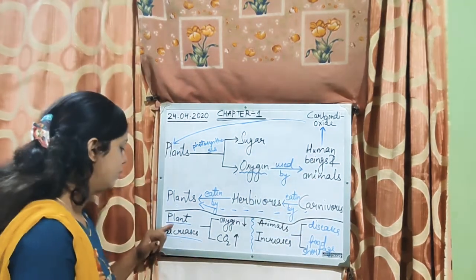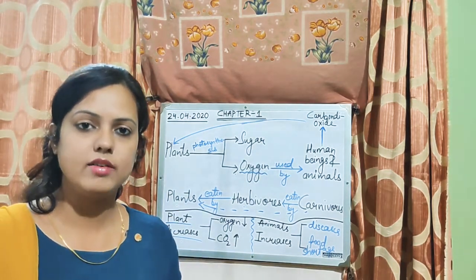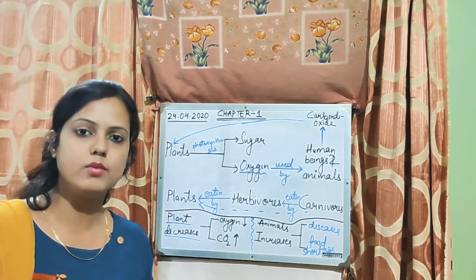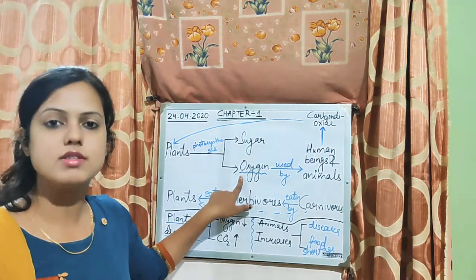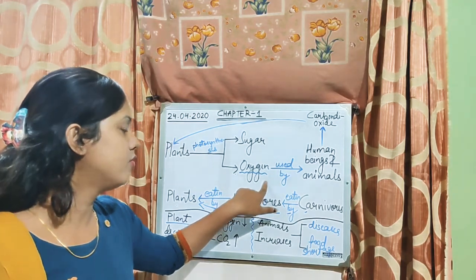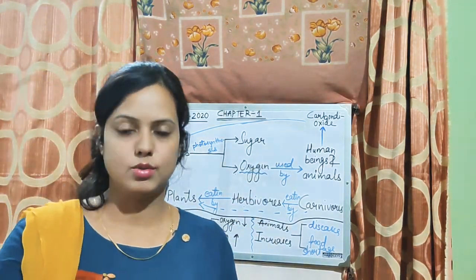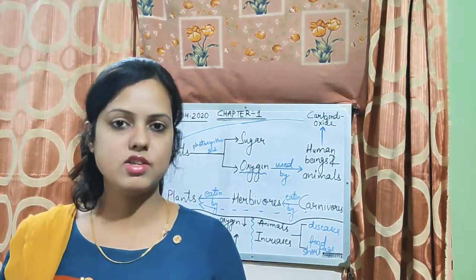Once again, when the number of plants decreases, the photosynthesis rate will decrease. When the photosynthesis rate decreases, the amount of oxygen released will decrease. When there is insufficient oxygen for breathing for human beings and animals, they will die. So this is a kind of disturbance in nature.